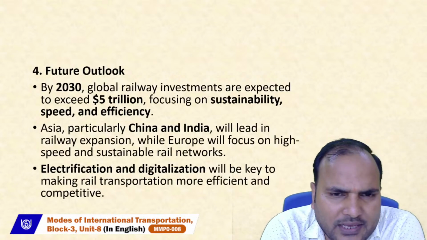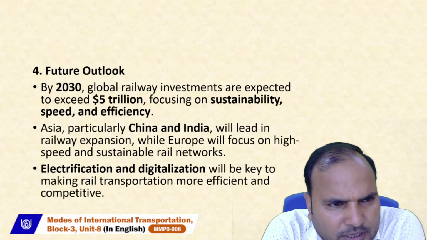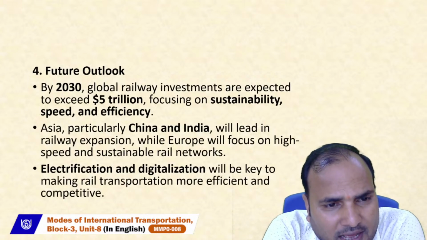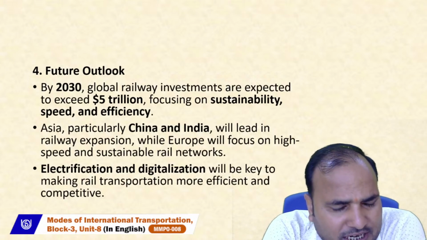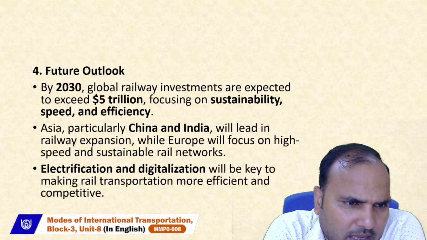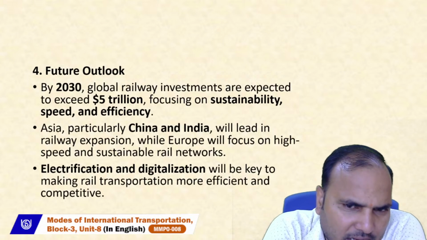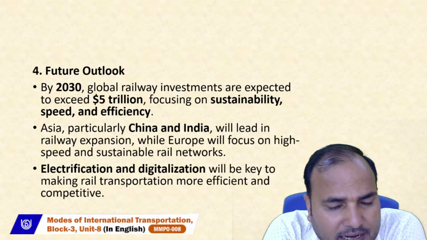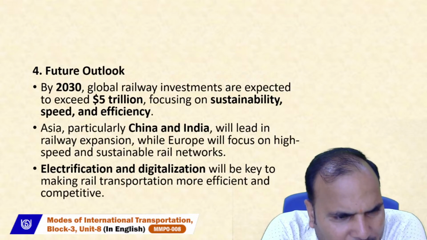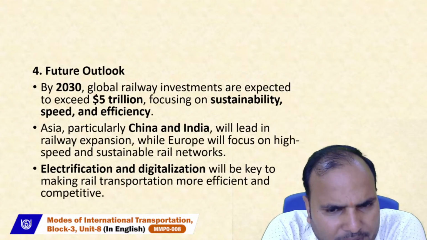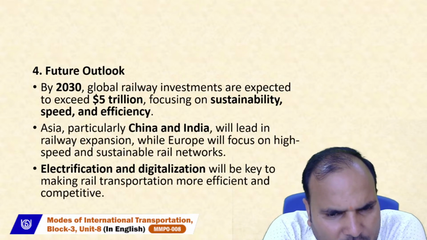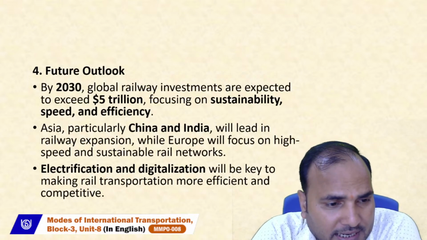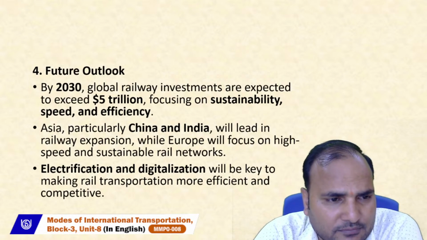Then what is the future outlook of rail transportation? By 2030, global railway investments are expected to exceed $5 trillion, focusing on sustainability, speed, and efficiency. Asia, particularly China and India, will lead in railway expansion, while Europe will focus on high-speed and sustainable rail networks. Electrification and digitalization will be key to making rail transportation more efficient and competitive.